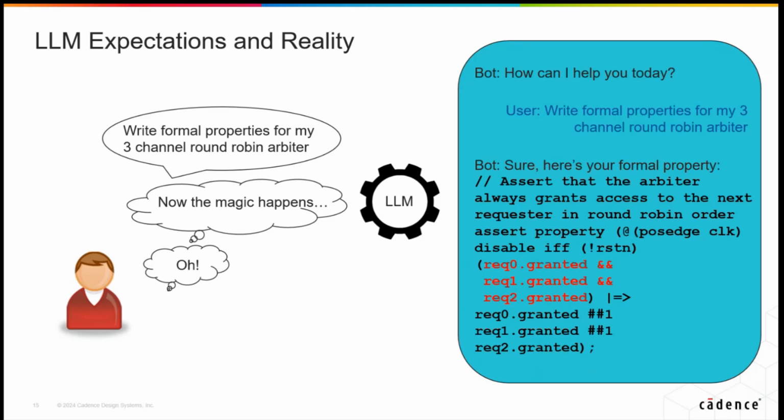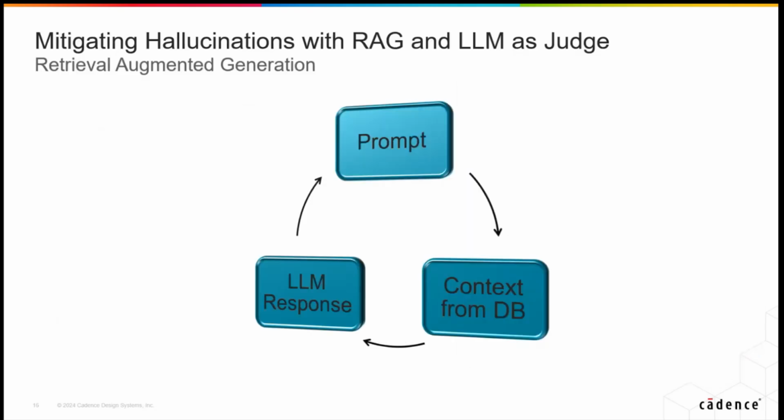So LLMs, they're cool, but I think they really need to have some additional input to make them effective. Anyway, what this thing ended up doing was creating a case where all the requests were granted at the same time. Well, that's definitely not an arbiter. So that's not going to help us too much. So how do we fix this? Well, RAG. RAG is really cool in that you're not going and training on this data.